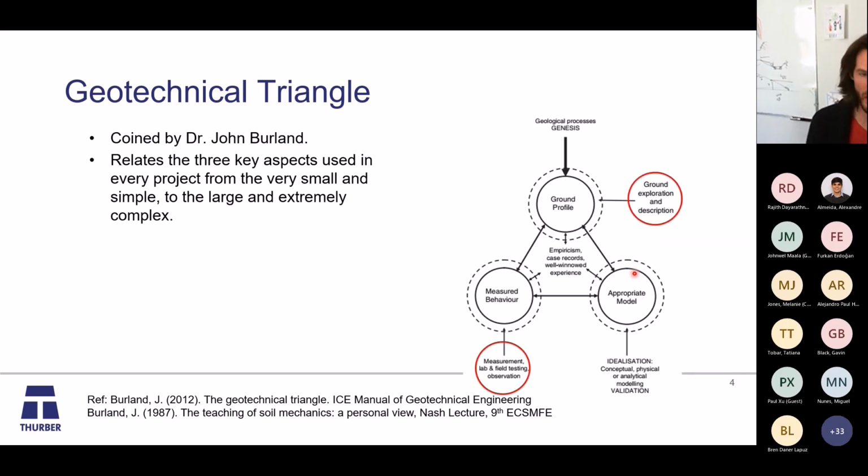So today, we're really going to focus on these pieces. So this ground exploration a little bit, the in-situ testing and measurement, lab and field testing, observation. So we're going to tie these into the triangle at large.